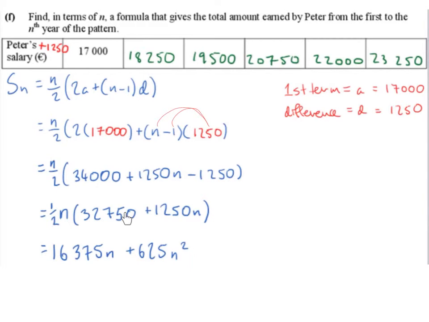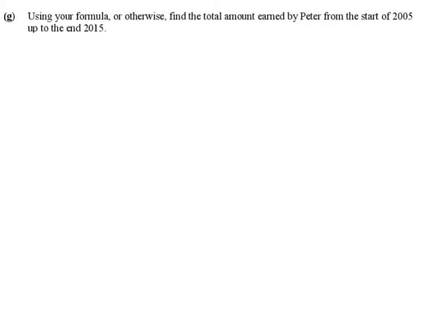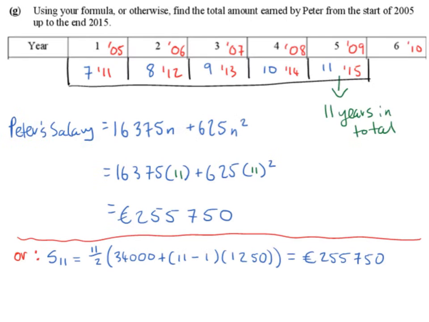So a half of this is this. And a half n multiplied by 1,250n is going to be 625n squared. So a half of this is 625, and n by n is n squared. So our formula for the total amount earned by Peter from the first to the nth year of the pattern is 16,375n plus 625n squared. So using your formula or otherwise, find the total amount earned by Peter from the start of 2005 up to the end of 2015.